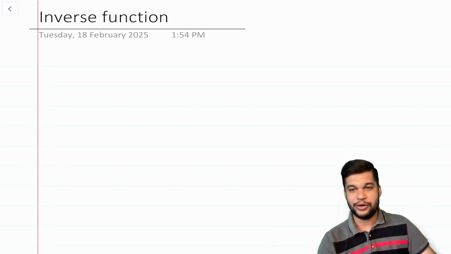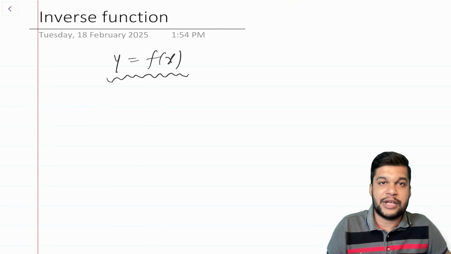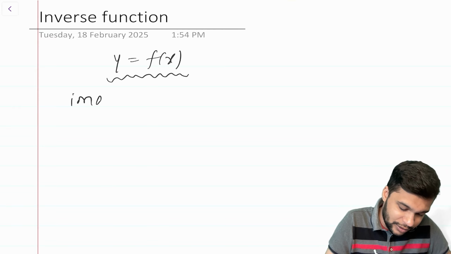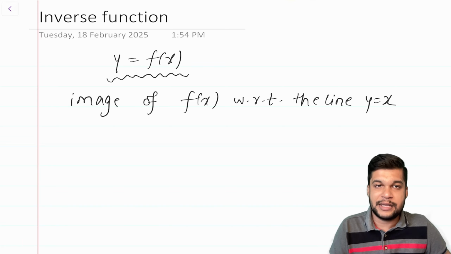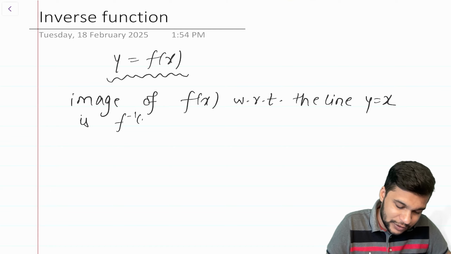Let's say you have a function y equal to f of x. Now if you take the image of function f(x) with respect to the line y equal to x, then the image that you get will be f inverse x. So the image of f(x) with respect to the line y equal to x is f inverse of x.